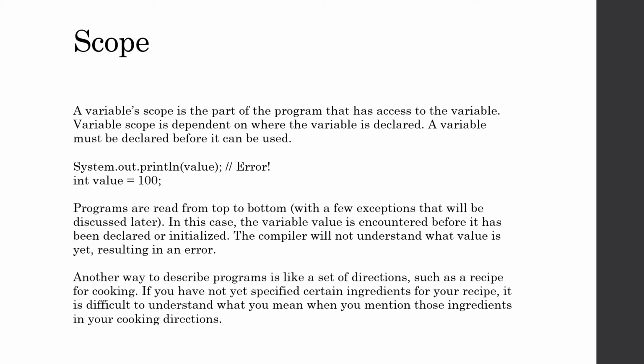Okay, so in this video, we're going to be taking a look at variable scope. A variable scope is the part of the program that has access to that variable. The variable scope is going to be dependent on precisely where you've declared the variable in your program. It's important to keep in mind that in order to actually use a variable, you need to make sure that it has already been declared first.